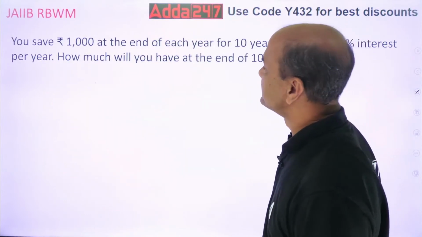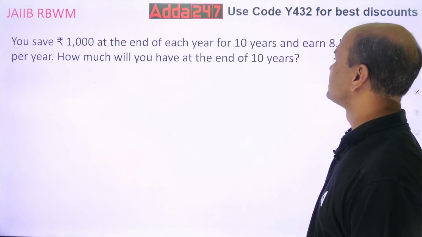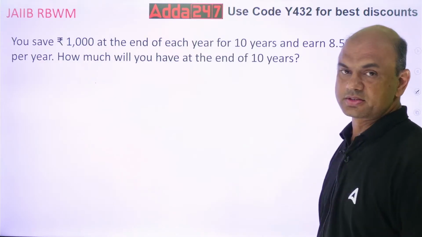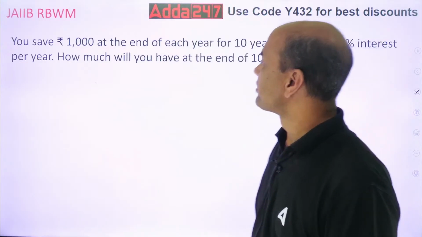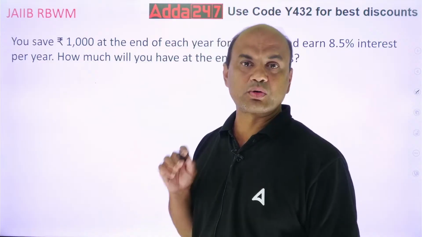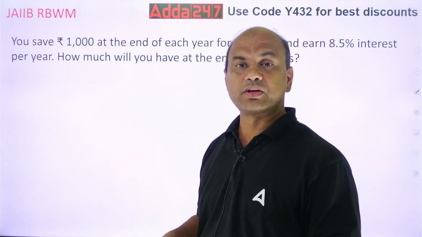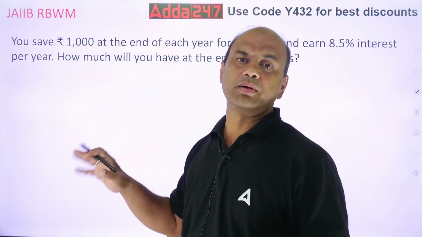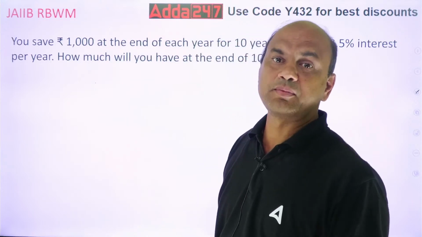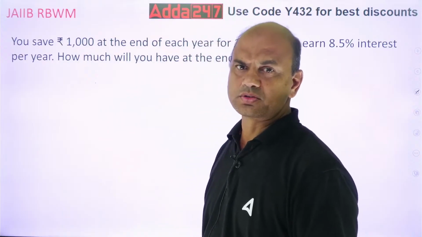You save 1000 at the end of each year for 10 years and earn 8.5% interest per year. How much will you have at the end of 10 years? See, this is an annuity problem. Kindly note, there are two types of problems. One is the earlier one which we saw, invested once and then getting the amount at the end. Annuity means every year I am investing.